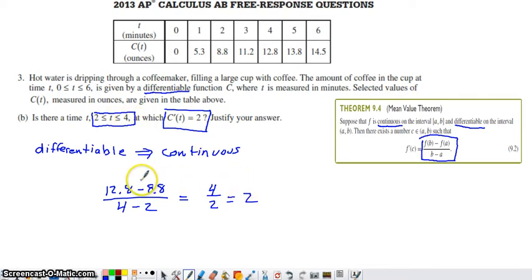Since the function is continuous and differentiable on the interval 2 to 4, we can apply the conclusion of the mean value theorem. So by the mean value theorem, yes, we're guaranteed there's going to be a point between 2 and 4 at which the derivative of this function C equals 2. I know I didn't write out a conclusion or a justification here. I wrote out the most important details and verbally stated everything. On your AP exam, you just want to make sure that you paraphrase what I just verbally stated onto your page.